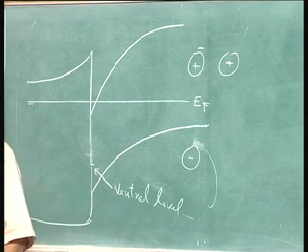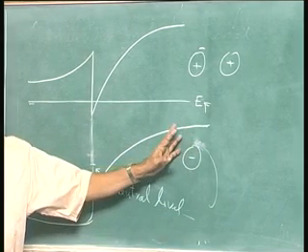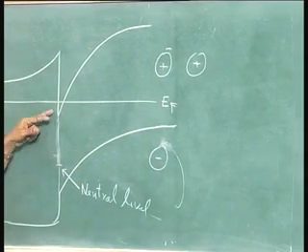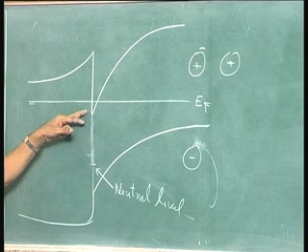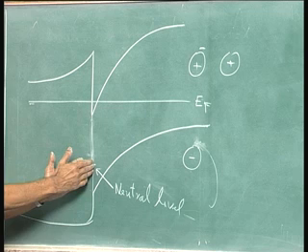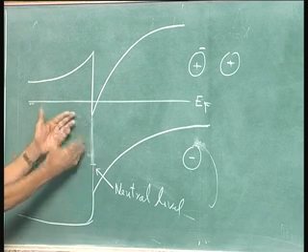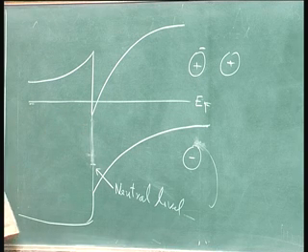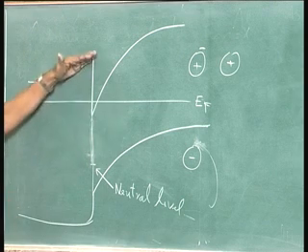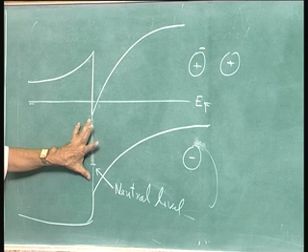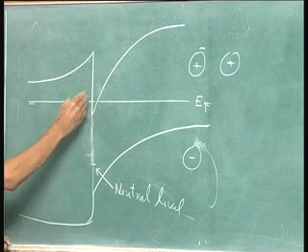Okay. Let me draw that diagram now. So, here it is perfectly neutral. Let me take a situation where the neutral levels are exactly aligned. Charge on both sides in the interface is same. There is no charge transfer taking place there. There is no dipole layer formed.